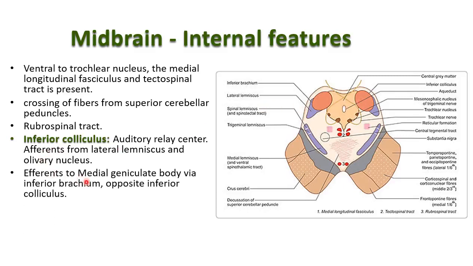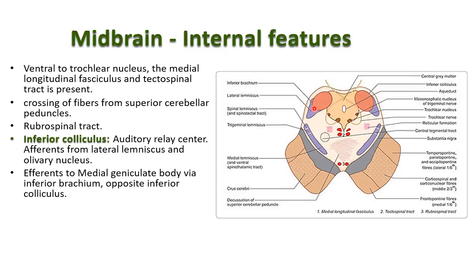So how is it connected to the medial geniculate body? Via the inferior brachium. That also we have seen in the external features. So mainly efferents go to the medial geniculate body via the inferior brachium, and through that it goes to, as I told you, the auditory cortex, and it also has connections with the inferior colliculus.